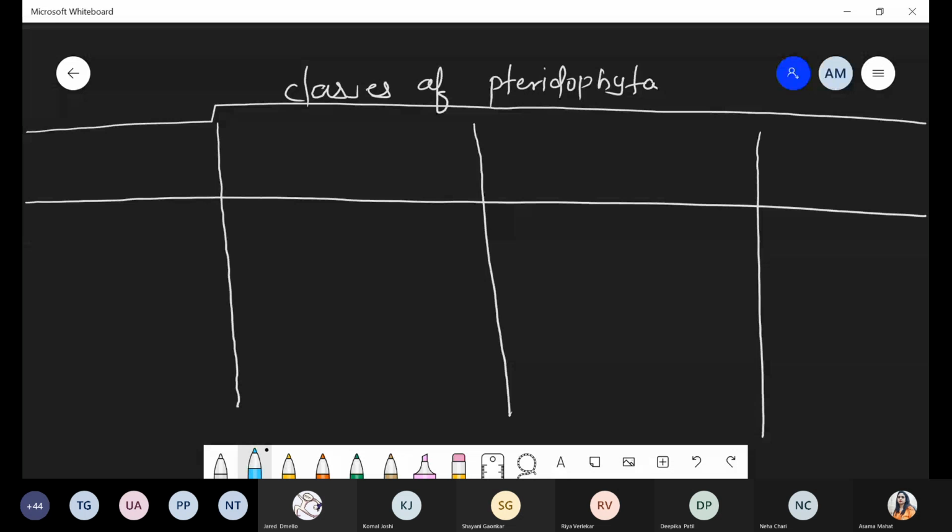So on the basis of that, the first class we are talking about is Psilopsida, because Opsida is the suffix for the classes. So the first class, the primitive one, is Psilopsida. Number second, Lycopsida. Number third, Sphenopsida, and the last one, Pteropsida, which is the most advanced one. So these are the four basic classes belonging to Pteridophyta.